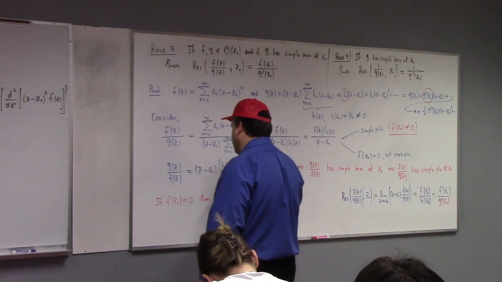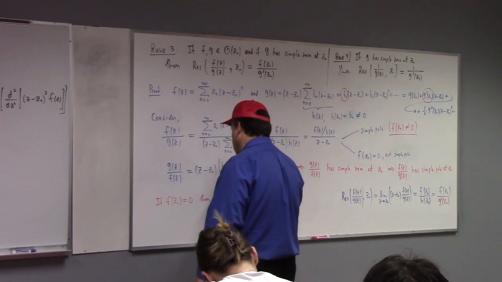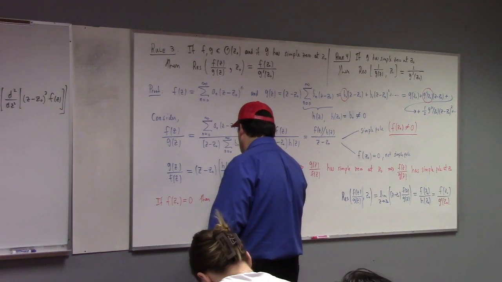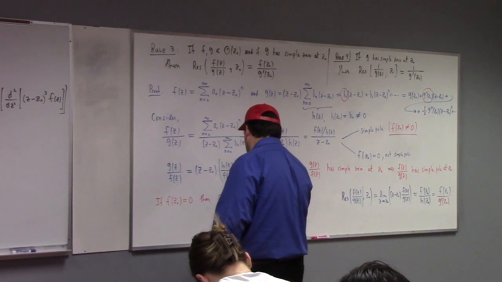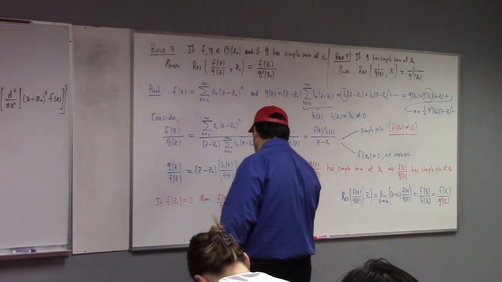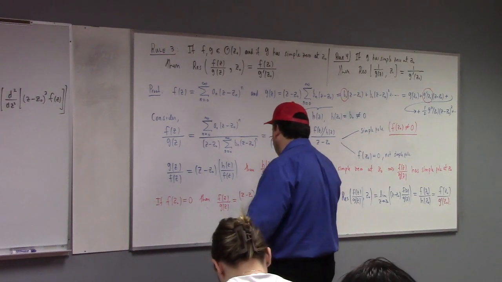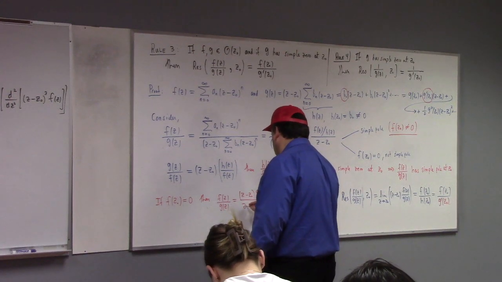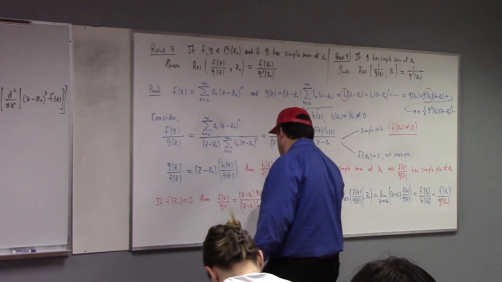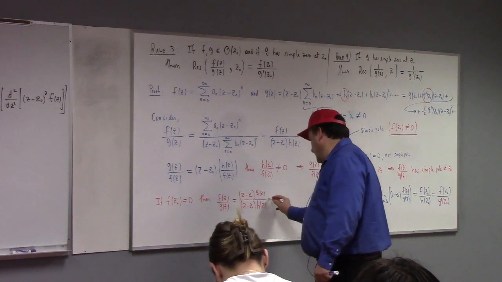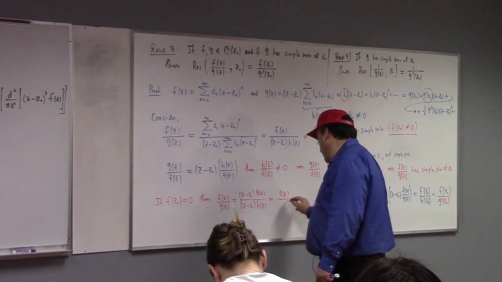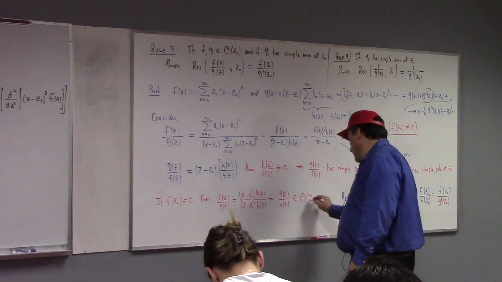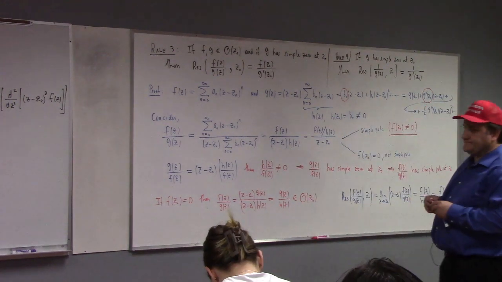Then you have f of z over g of z, which can be written as z minus z naught times some, let me call it, q of z, over z minus z naught times some h of z, right? Which is equal to q of z over h of z, which is actually itself analytic at z naught.